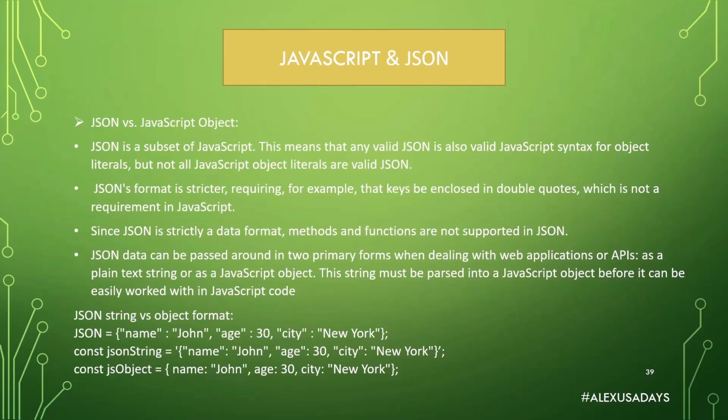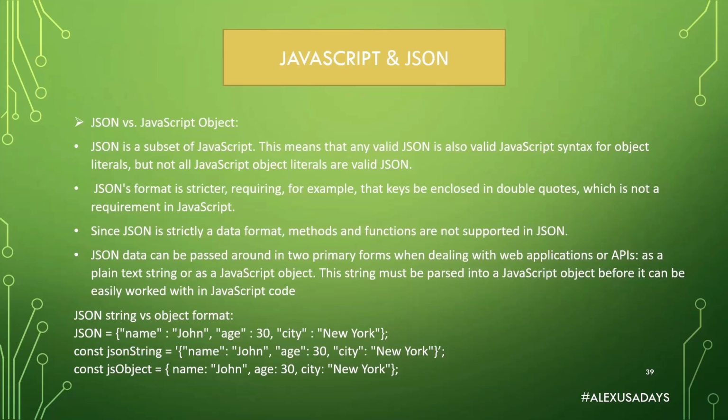So like in the previous video when we were talking about object dog, there was a function to woof, like bark, right? You can't have it in JSON. JSON is just to pass data. There are no functions, right? JSON data can be passed around in two primary forms when dealing with web applications or APIs, as a plain text string or as a JavaScript object. This string must be parsed into a JavaScript object before it can be easily worked with in JavaScript code. So we'll have an example of this in the code in the continuation of the video.